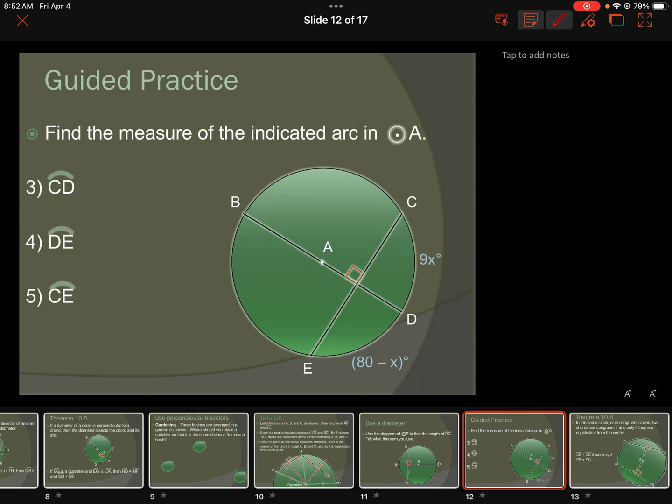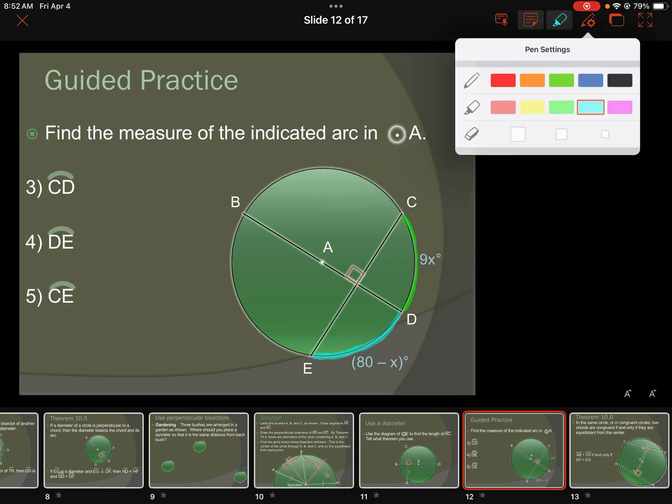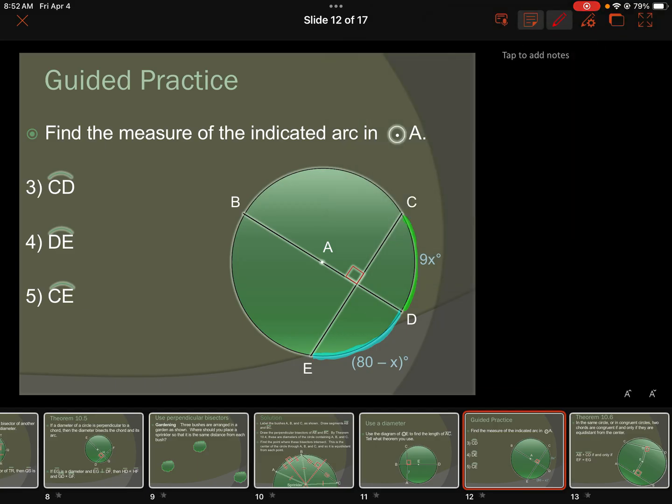Let's find the measure of the indicated arc in circle A. We want to find the measure of arc CD. So I'll make that arc green. I'll make this other arc blue because we'll probably have to reference it here in a second. Notice how we have a diameter and it's perpendicular to chord CE. That makes these two arcs congruent.